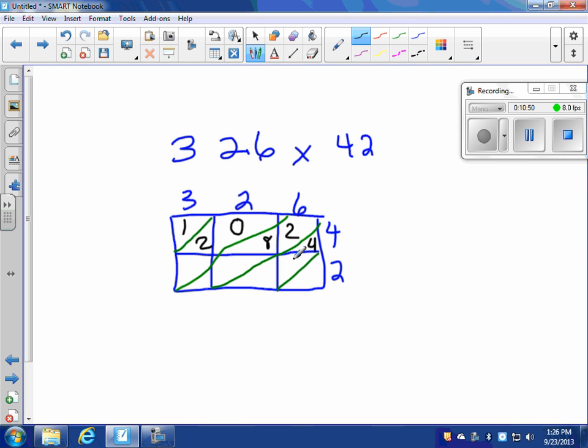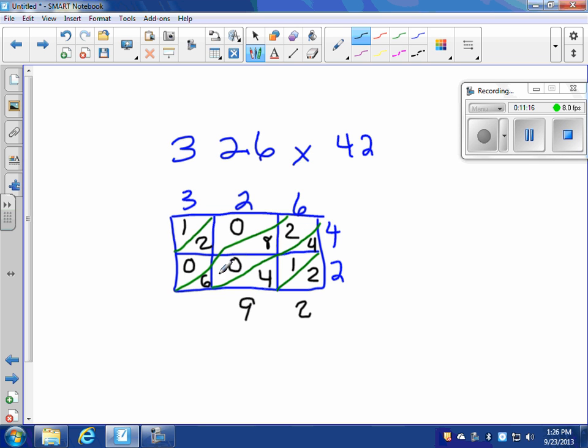2 times 6 is 12. 2 times 2 is 4. So I'm going to write a 0 and a 4. 2 times 3 is 6. So this is going to be 0, 6. And then I'm going to add up my diagonals. So here I'm going to have a 2. 4 plus 1 is 5. 5 plus 4 gives me 9.